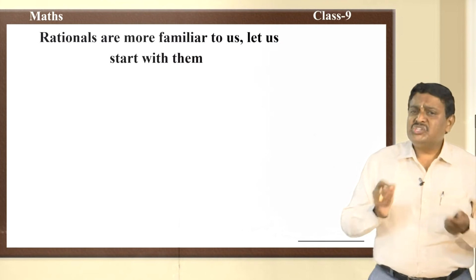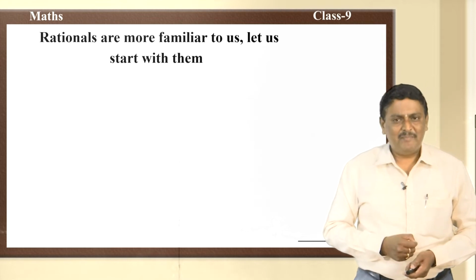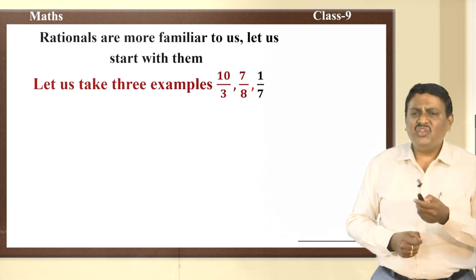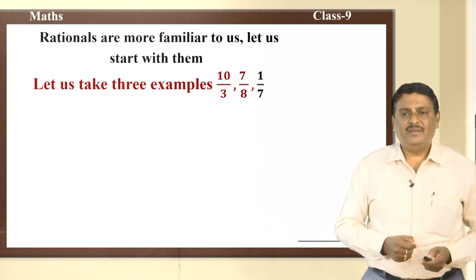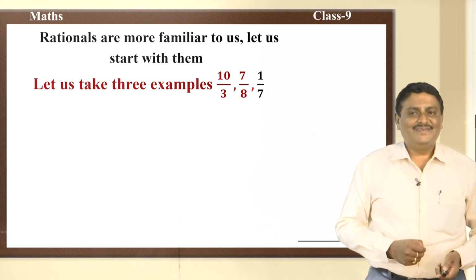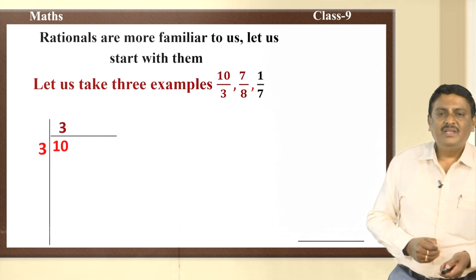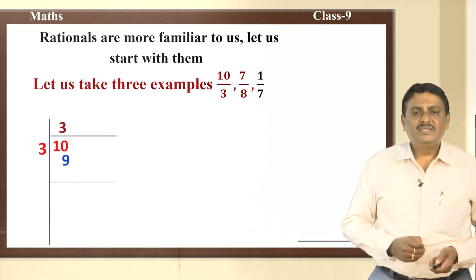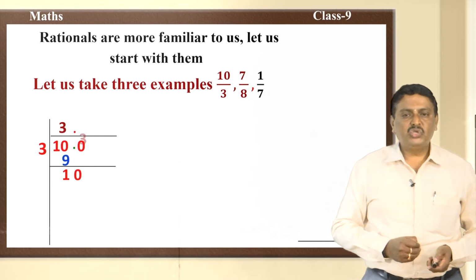Now, rationals are more familiar to us. Let us start with them. Let us take 3 examples: 10 by 3, 7 by 8, 1 by 7. You know the division. Now, we can do it together. Start with 10 by 3. 3 3s are 9. Subtract, we get 1. Now, put a decimal point. Now, you can do it. I will show you.